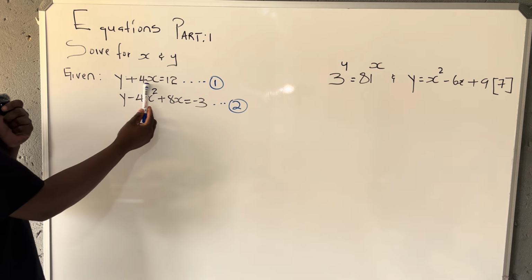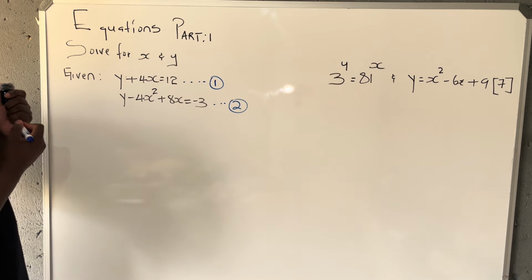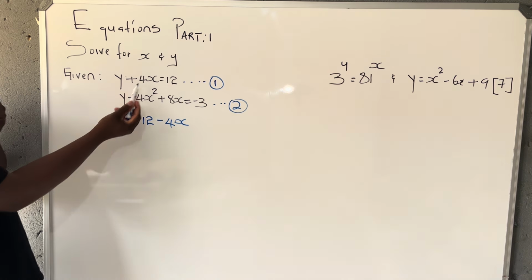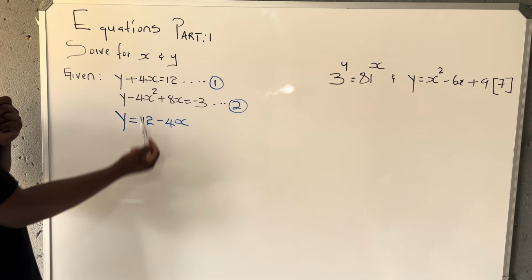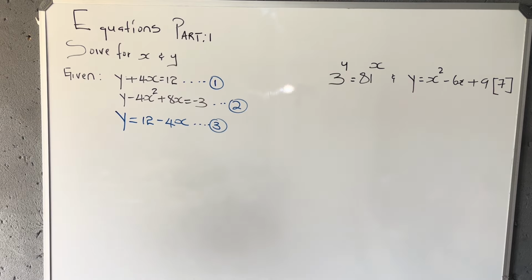That means I must transpose anything to the other side. So this is me saying, okay, y is equivalent to, remember 12 was already on the other side, so I can say 12 minus 4x. 4x was positive, now because it's on the other side of the equal sign, it's negative. Now, it is a new equation, which we call equation number 3.